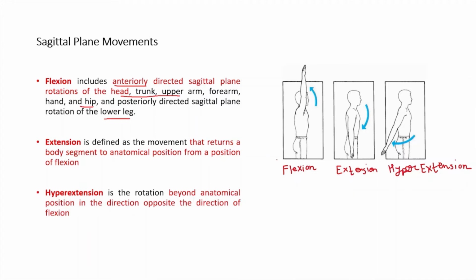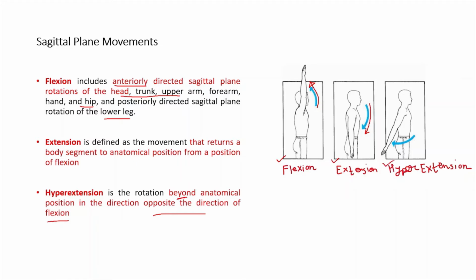Like here in this figure, you will see the first figure is of flexion. When you move the hand away from the anatomical midline of the body along the sagittal plane, you perform flexion. While if you move the hand backwards towards the anatomical midline of the body along the sagittal plane, opposite to the direction of flexion, you get extension. And if you move the hand beyond the anatomical reference position, in the direction opposite to flexion, you get hyperextension.